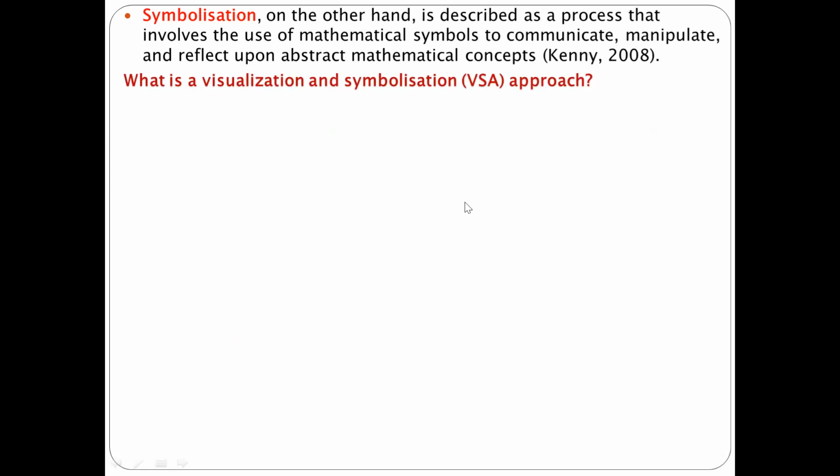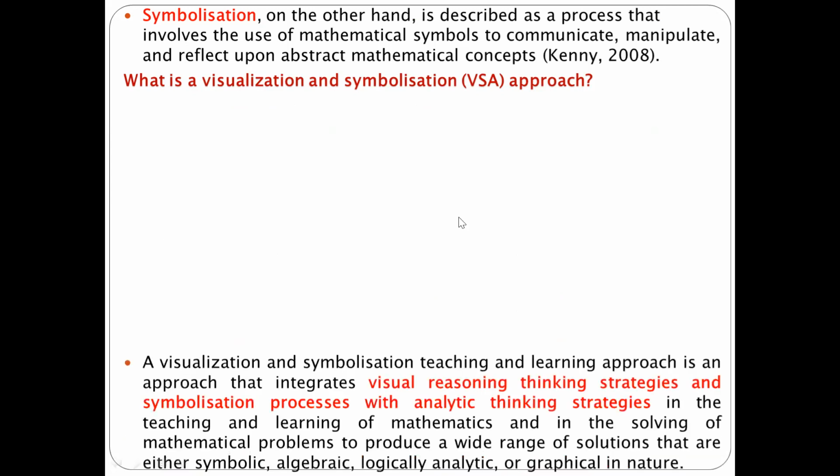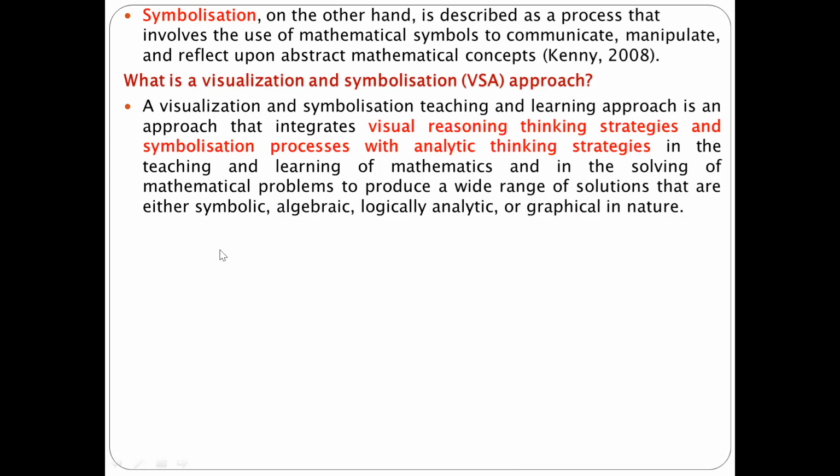But let us move on now to the discussion of what is a visualization and symbolization teaching approach, which is the one that is the subject of our discussion. A visualization and symbolization teaching and learning approach is an approach that integrates visual reasoning, thinking strategies, and symbolization processes with analytic thinking strategies in the teaching and learning of mathematics and in the solving of mathematical problems to produce a wide range of solutions that are either symbolic, algebraic, logically analytic, or graphical in nature.